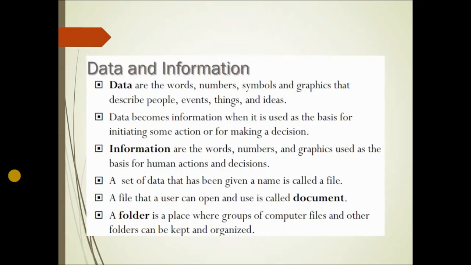After that, data and information is coming. Data means what we input from the keyboard or any input output device, which is meaningless, and the system processes that inputted data and converts it to information. That means that is meaningful. Data are the words, numbers, symbols and graphics that describe people, events, things and ideas. Data becomes information when it is used as the basis for initiating some action, for making decisions. Information are the words, numbers and graphics used as the basis for human action and decision. So you can read from here.